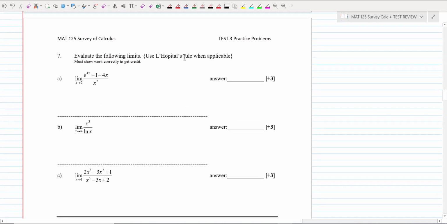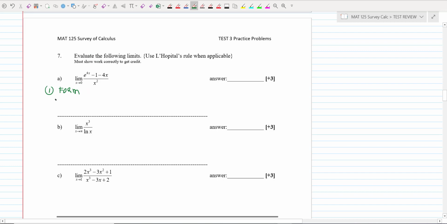Now the next thing I'm going to look at is L'Hopital's rule, and we'll run through some of these problems. With L'Hopital's rule, you're back to doing limits again. The first thing that you always want to do is see if you have the correct form. So really all you do is plug in.